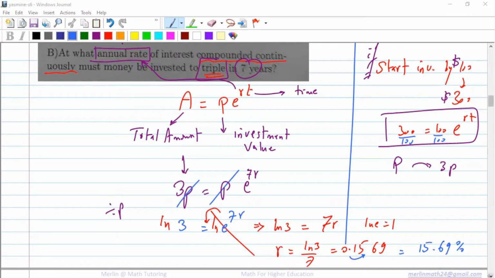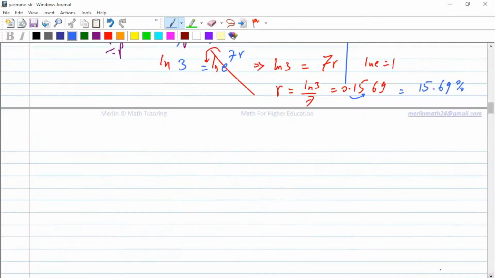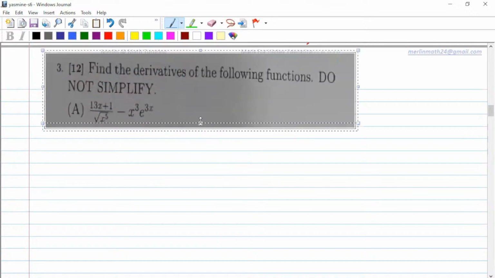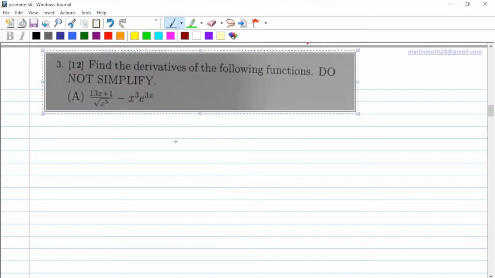Okay, that was an application on compounding. Now the questions that you expect next would be derivatives. They say don't simplify. In your course, we don't simplify the derivatives. In other courses, they ask you to simplify, but right here we don't. So you derive and you leave your answer the way it looks.